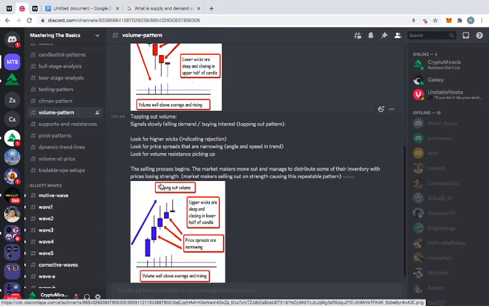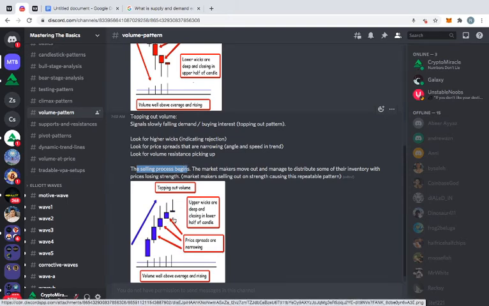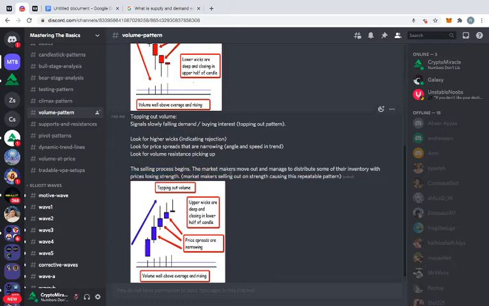So anyways, the selling process begins. Especially if you start breaking this candle right here, people are going to panic, right? They're going to take profits, and it's going to be the real test of supply. If you see big volume selling right here, you might get a reaction, but it's going to come back down. That's how they control the prices. The market makers move out and manage to distribute their inventory with prices losing strength. So these guys are basically distributing.